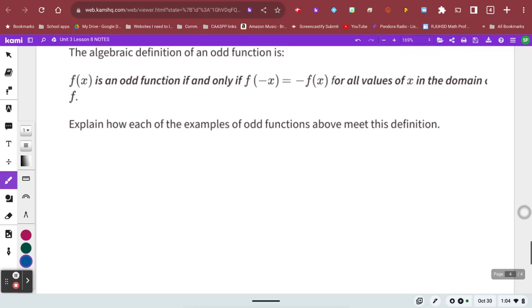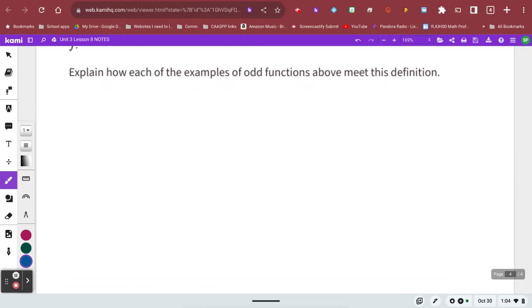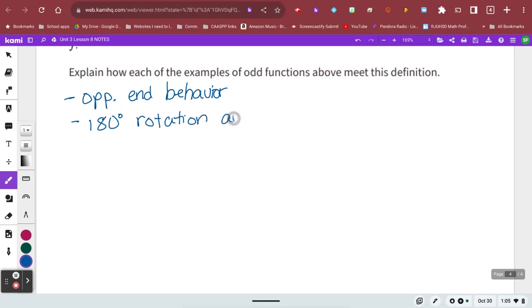Now, odd functions. Odd functions are going to have opposite end behavior. It is also a 180-degree rotation around the origin.